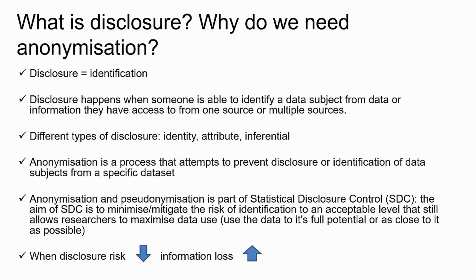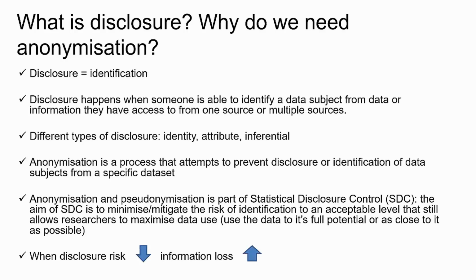So what we mean by disclosure is identification. Disclosure happens when someone is able to identify a data subject from data or information that they have access to, and that can be from one source or multiple sources. There are different types of disclosure and I listed them here: identity, attribute, and inferential disclosure. Because this is quite a lengthy topic to go into, I just listed them, and you can have a look at the different types if you wish.